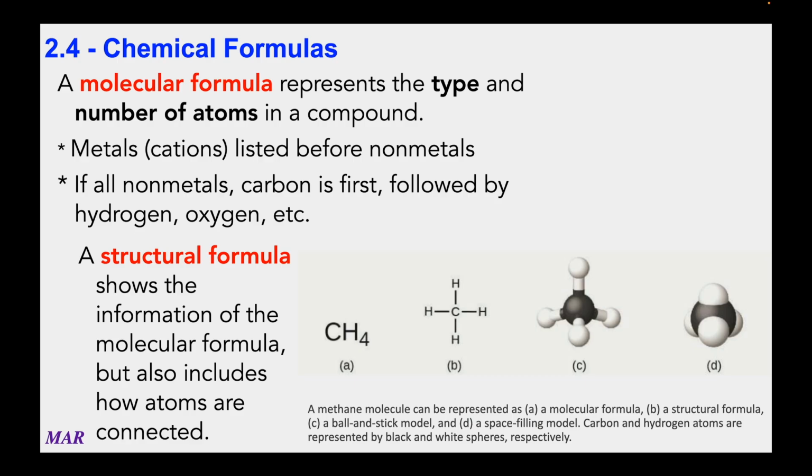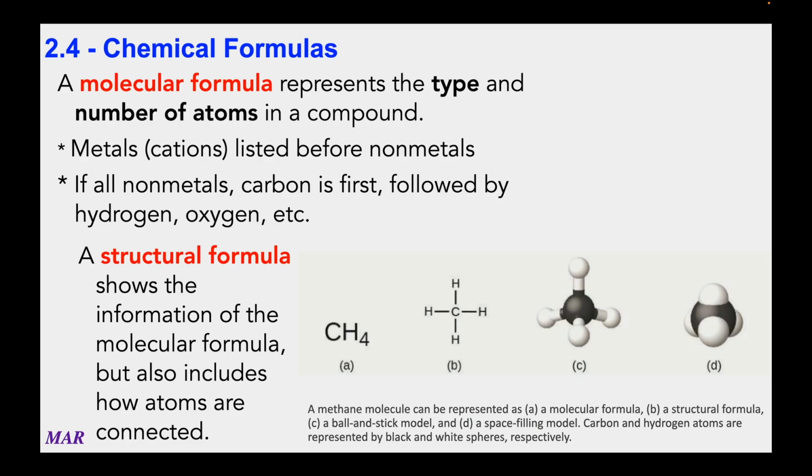If your compound has all nonmetals, which is very common, then carbon is almost always first and hydrogen is second, oxygen third, nitrogen fourth, these kinds of things. It doesn't really matter after you get past C, H, and O, but those are usually how these things work out.